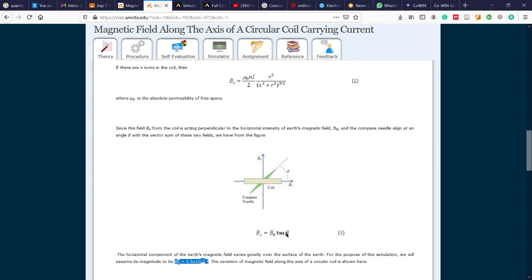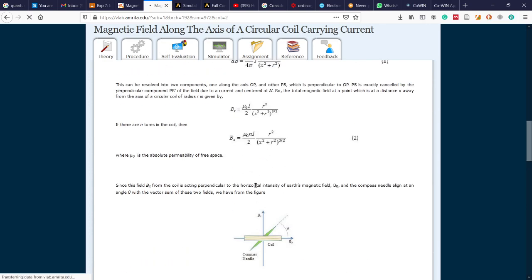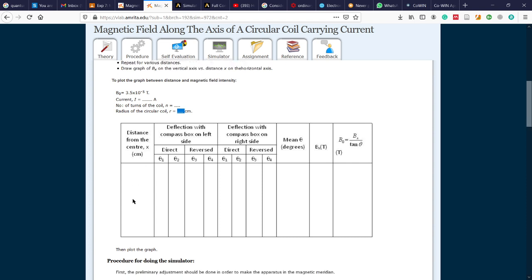If you know B0 and you know theta for different values of x, you will definitely know the value of Bx. So Bx can be calculated easily with the help of this equation. This is one procedure, and for that we have to follow this table. Say B0 is 3.5 into 10 to the power minus 5 Tesla. It is constant for a given current. The number of turns n and the radius r of the circular coil are kept constant. So what we have to vary is the distance from the center.